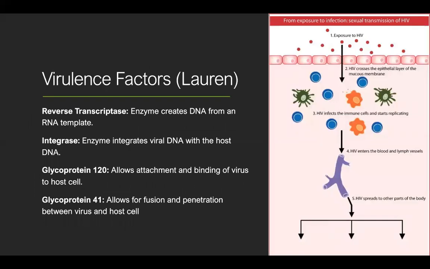For virulence factors, we have reverse transcriptase, which is an enzyme. This enzyme creates DNA from an RNA template. We have integrase, which is an enzyme that integrates viral DNA with the host DNA. Glycoprotein 120, which is involved in the attachment and binding of the virus to the host cell. Glycoprotein 41, which allows for fusion and penetration between the virus and the host cell. And to the right is just an example of how HIV could spread throughout the body.